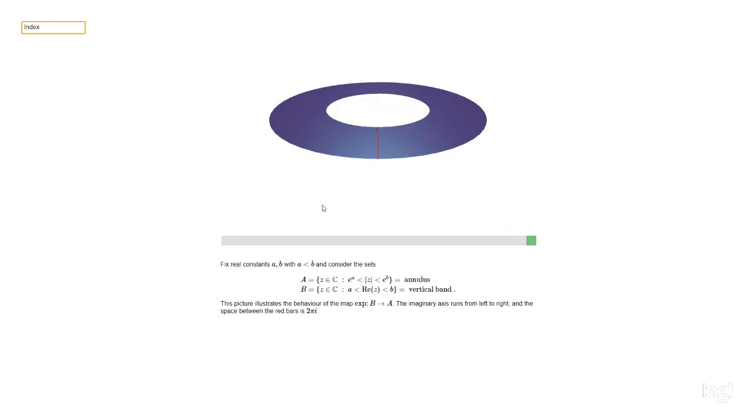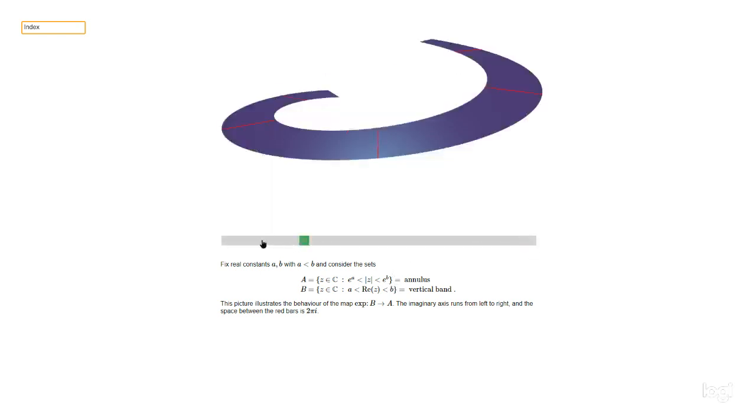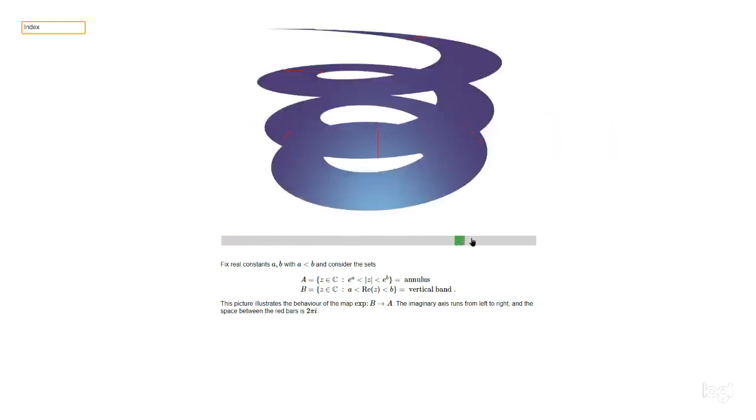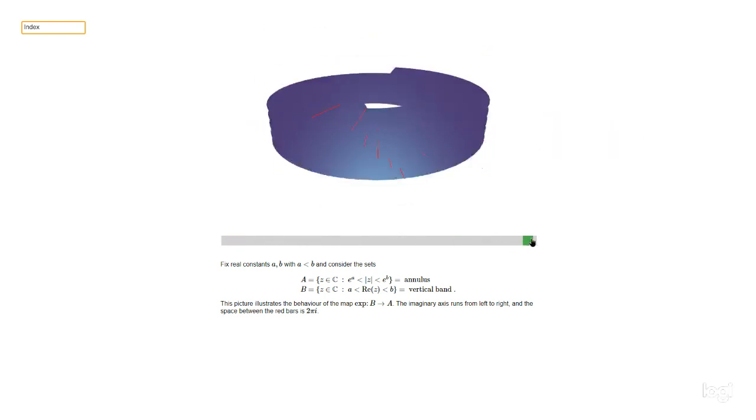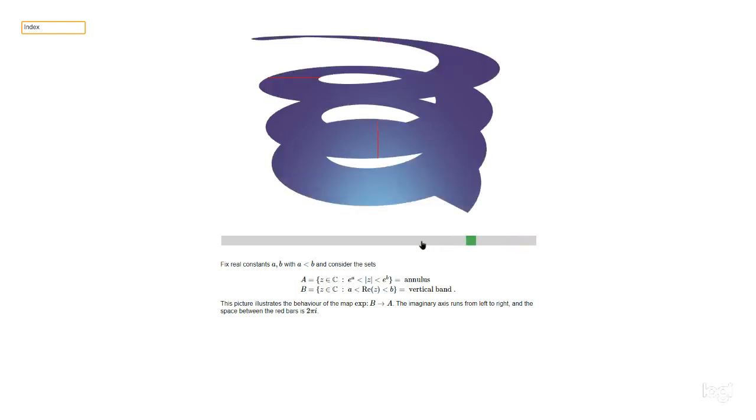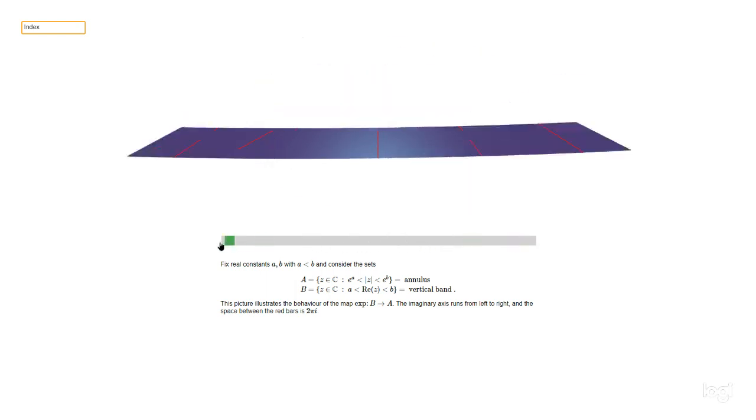So what we're seeing is that the exponential map gives a surjective map from this vertical band B, given by the real part of z between a and b, onto this annulus A, where the absolute value of z lies between e to the a and e to the b. Every point in the annulus has infinitely many different corresponding pre-images in the band B, and they're all spaced out by multiples of 2πi.